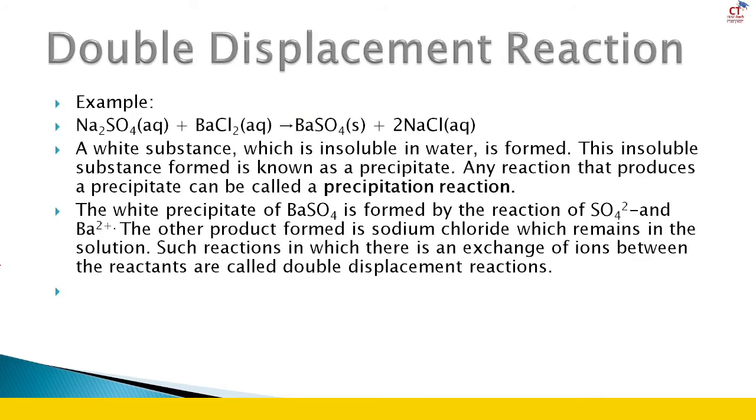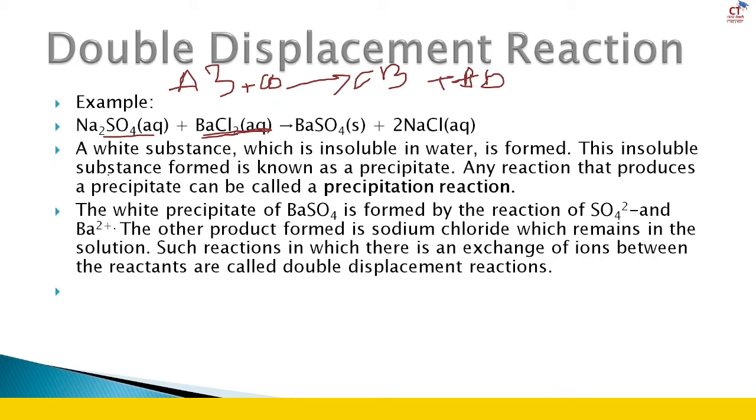Let's learn about double displacement reaction. What is a double displacement reaction? This is a reaction in which new compounds are formed by mutual exchange of ions between two compounds. That is, two reactants involve a mutual exchange. AB plus CD will form CB plus AD. What does this mean? We will understand this with the help of an example.